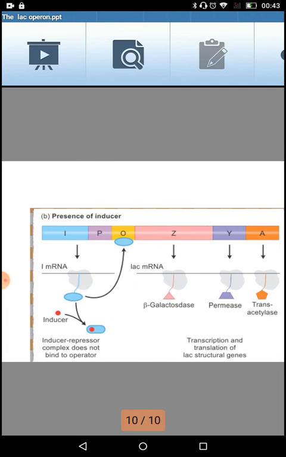You can see the diagram here. Again, for better understanding, I am attaching one video to it. Let's have a look at it.